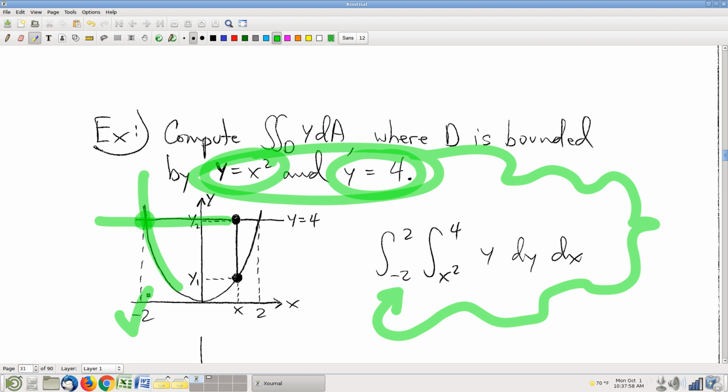Everybody remember that process? Bounds are determined by points in the domain. Points are determined by curves. Curves have equations. Equations allow you to solve for what you're interested in. So always think about that progression.